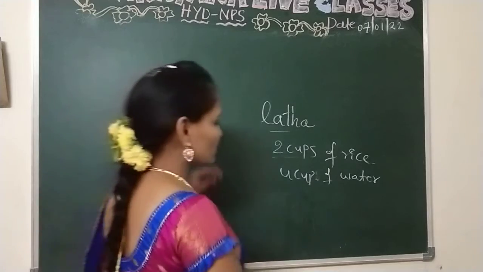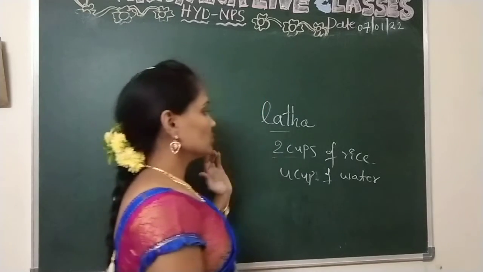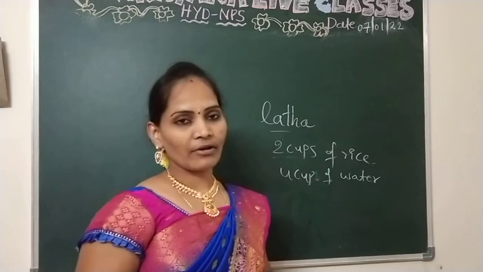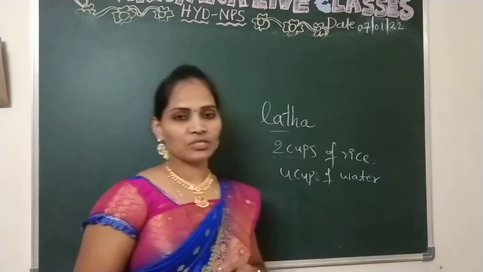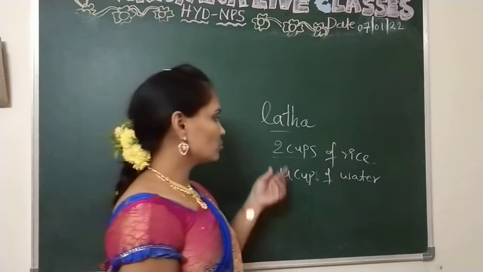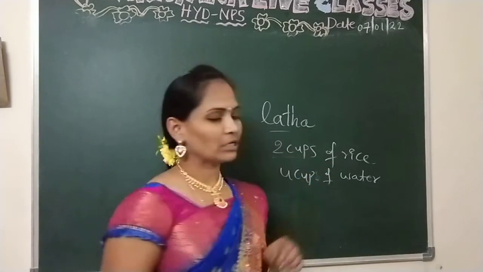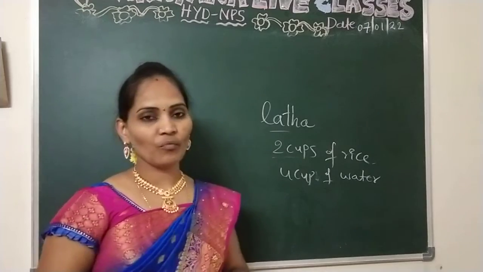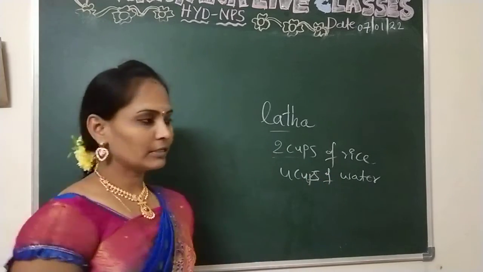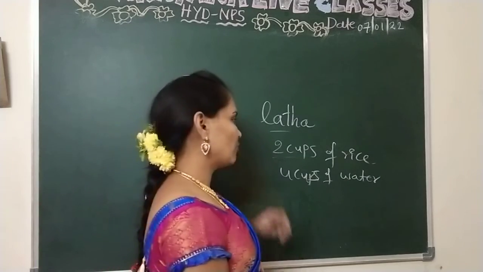Lata is there. She is cooking 2 cups of rice every day for her family. That 2 cups of rice is sufficient for her family. For that 2 cups of rice, she is pouring 4 cups of water every day. That is sufficient for her family.